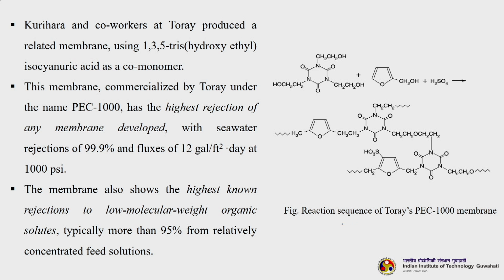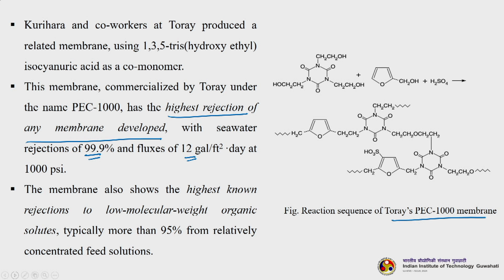Okay, so this is the reaction sequence of the Toray PEC 1000 membrane. You can see this membrane, commercialized by Toray under the trade name PEC 1000, has the highest rejection of any membrane that has been developed, with seawater rejection of 99.9% and fluxes of 12 gallon per feet square per day, but you can see that the flux is less. In earlier membranes, whether it is interfacial polymerization or the membrane we discussed in the previous slide, the rejection was 99.5% and flux was good, but here the flux is a little compromised.